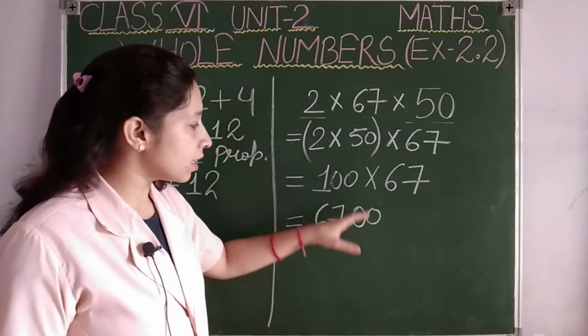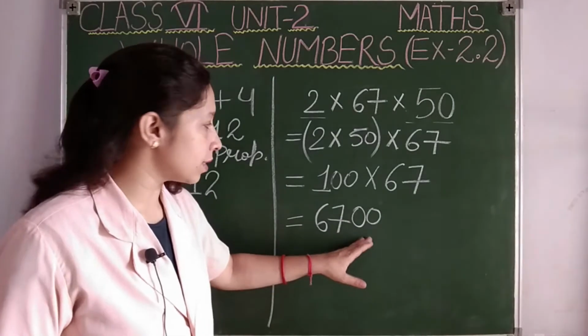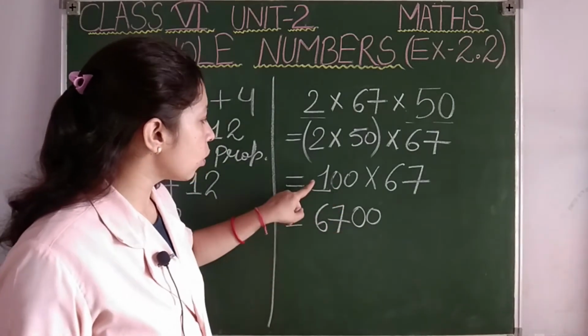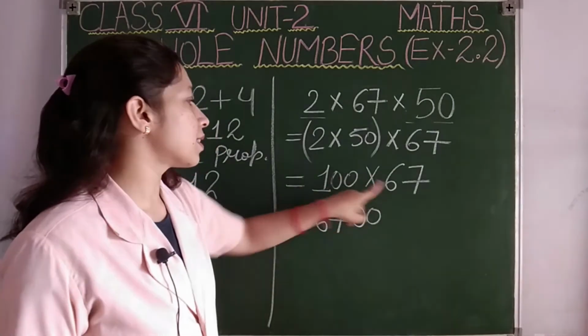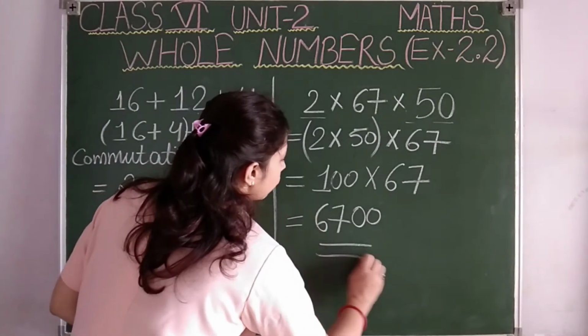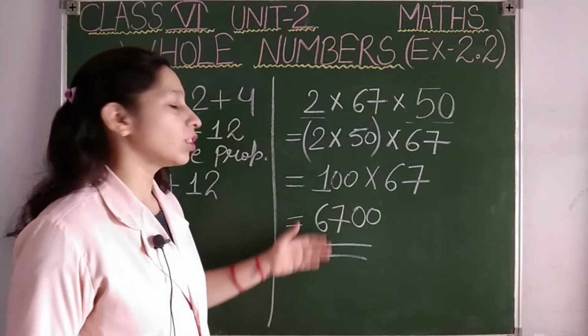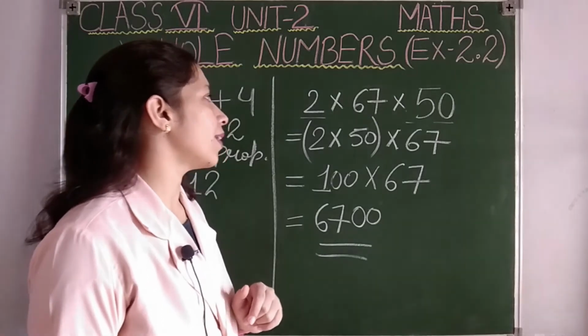So simply I have written these 2 zeros here. Clear now, students? Then after writing these 2 zeros here, 1 is left. So 67 ones are 67. See, without doing any detailed calculation, I got my answer as 6700.